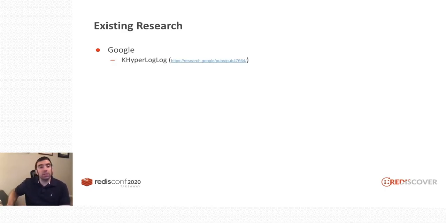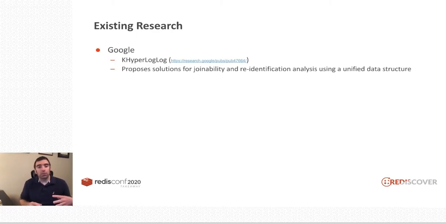We'll talk a little bit about some existing research in the field. Google was kind of the basis for this, and they have an excellent paper that discusses two major approaches to privacy analysis. The paper is based around this notion of a K-HyperLogLog, which is a new data structure that they proposed for doing two things. One, for determining joinability between datasets, and second, to do re-identification analysis.